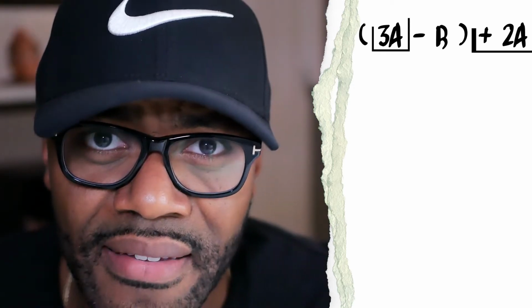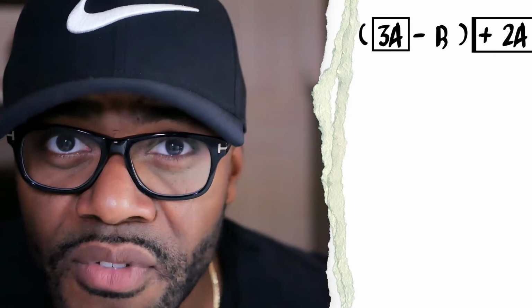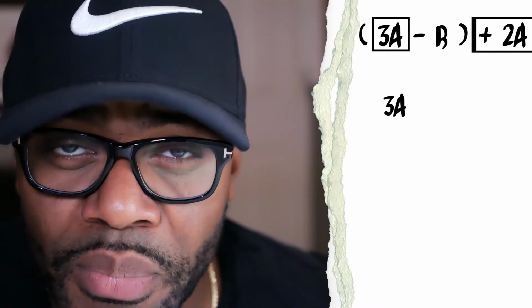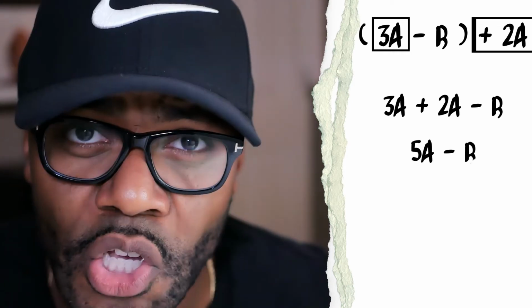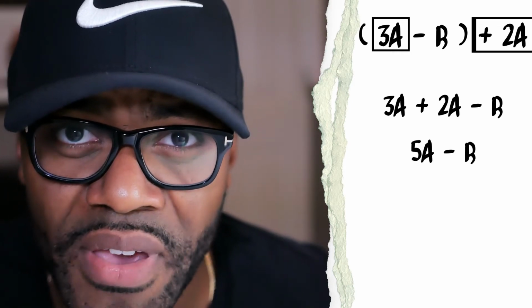It's going to be 2a. Let's try a box this time. We'll put a box around 2a and 3a. And remember to take the sign that's in front of the 2a. So in that case, 3a plus 2a is going to give us 5a. And we just bring down the b. So our final answer would be 5a minus b. Four problems done. Six more to go.